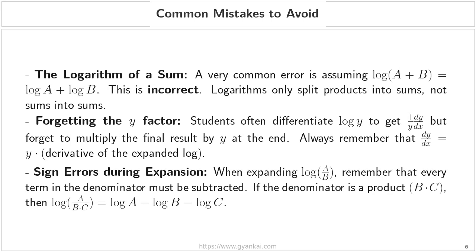When you are expanding the logarithm of a quotient, such as a divided by b, you subtract the log of the denominator. However, if the denominator consists of a product, such as b times c, you must remember that every term in the denominator must be subtracted. Therefore, the log of a divided by the product of b and c is written as the log of a minus the log of b minus the log of c. By keeping these 3 warnings in mind, you will be much more likely to reach the correct solution consistently.